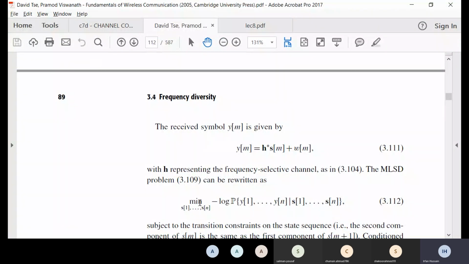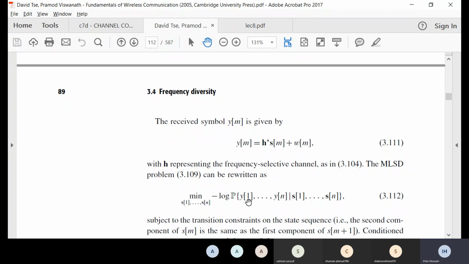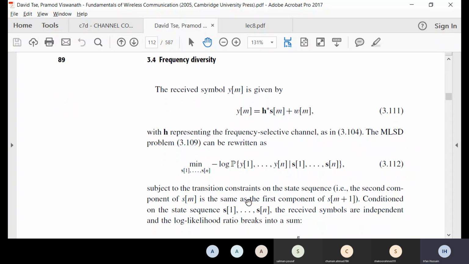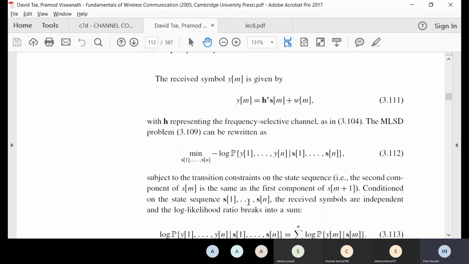You are minimizing. This means you are making it -4, -5, -6, -7, -8. But actually this log factor is becoming +4, +5, +8, +9. It is actually maximizing. So the maximization process can also be written as minimizing of minus log. So the constraint is there, and the second component of SM is the same as the first component of SM+1.